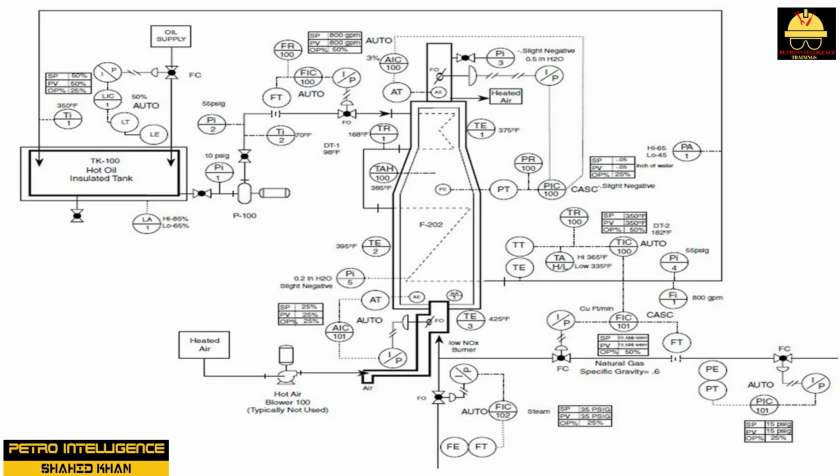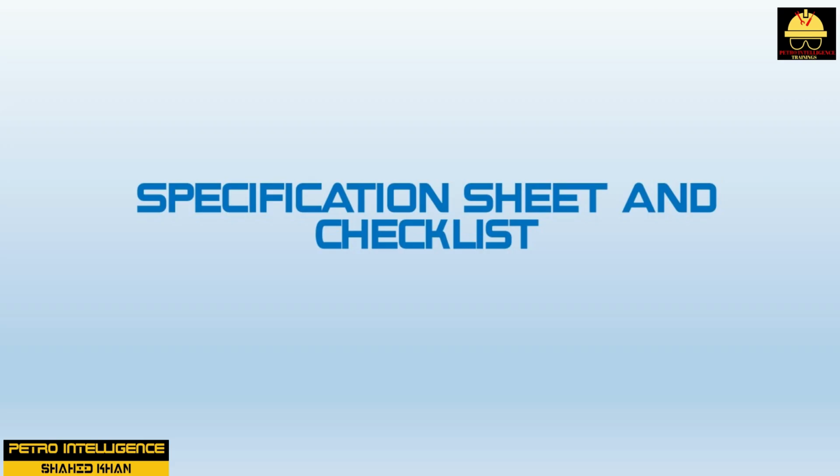20. Set TIC 100 to 350 degrees Fahrenheit and put controller in auto. 21. Increase FIC 101 to 12,500 mVh and CASC to TIC 100. 22. Set LIC 1 to 75% and put in auto. 23. Cross-check process variables with spec sheet. Specification sheet and checklist.